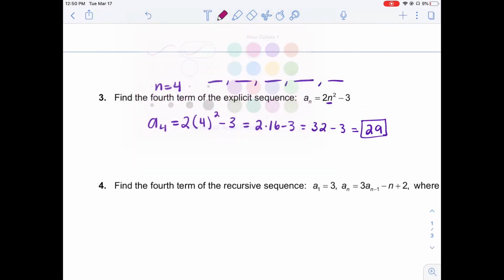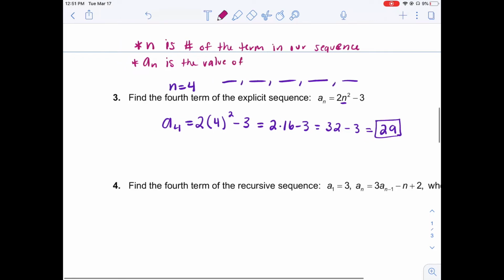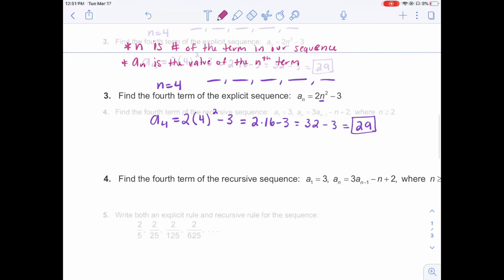So as a quick reminder as we move forward, n is the number of the term in our sequence. So whatever number we're at in the list. So we were at the fourth term, that makes n 4. a_n is the value of the nth term. So the fourth term, or the 100th term, or n being general, we can make an equation.